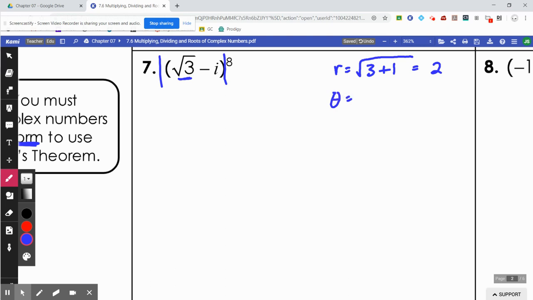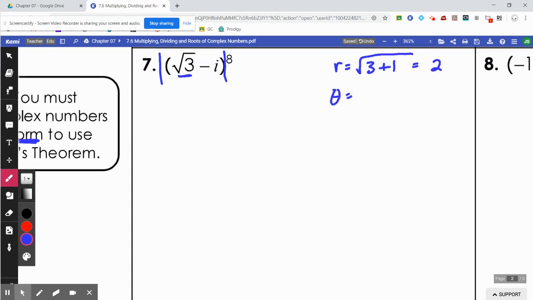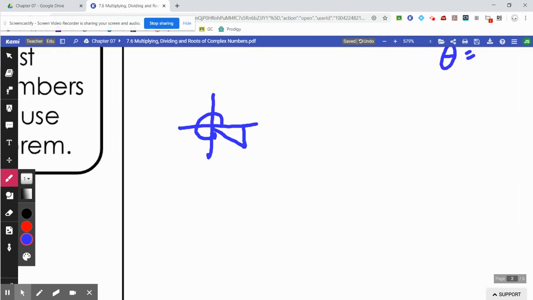And then you're going to have to find a theta value. So let's go ahead and graph this thing. Root 3 is your real value, and negative 1 is your I value. So we're going to go right root 3 and down negative 1, somewhere down in here. So we need an angle. We actually need this angle. Let's go ahead and again zoom in. This was a root 3 and this was a 1.